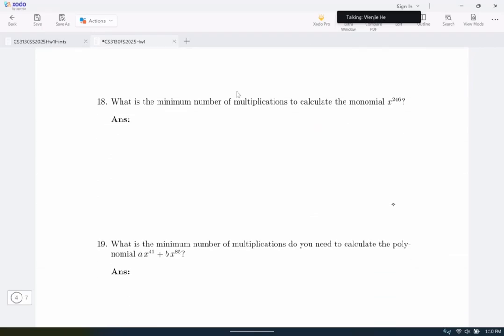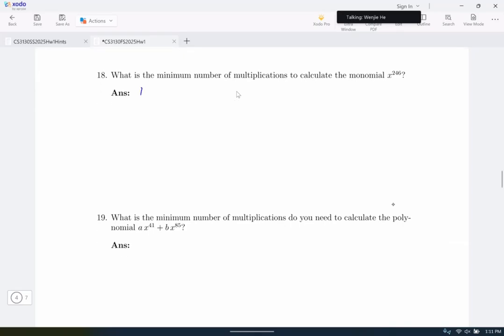All right, number 18, number 19. Based on my grading, pretty challenging. Only a very small number of students got both correct. Some students got one of the two. The answer for both is 10 multiplications, the minimum possible. So many students got 12, and some even more than 12.